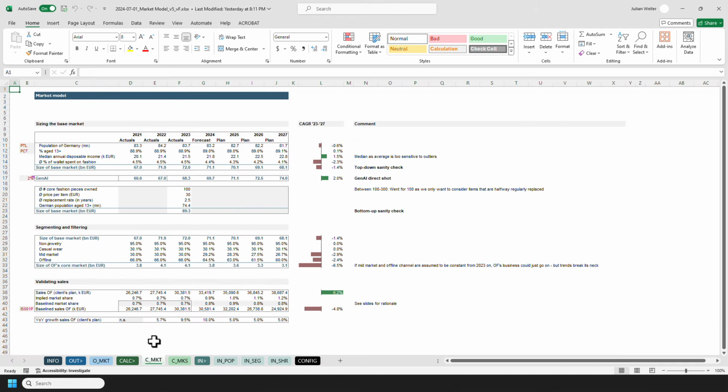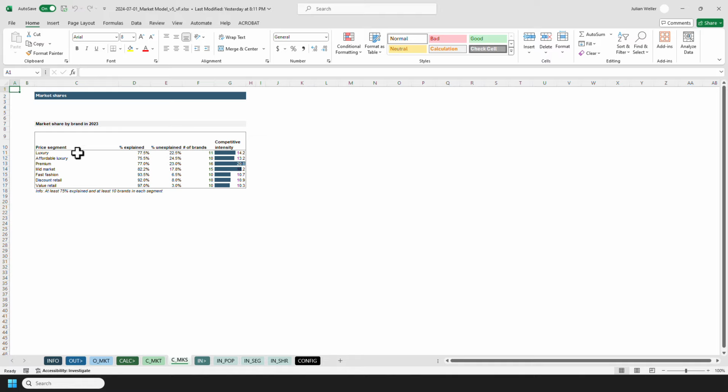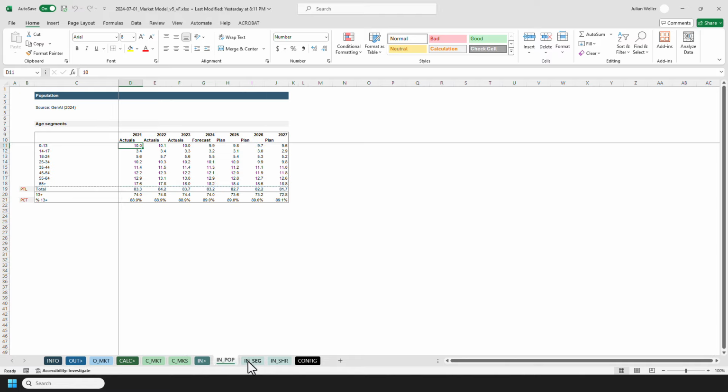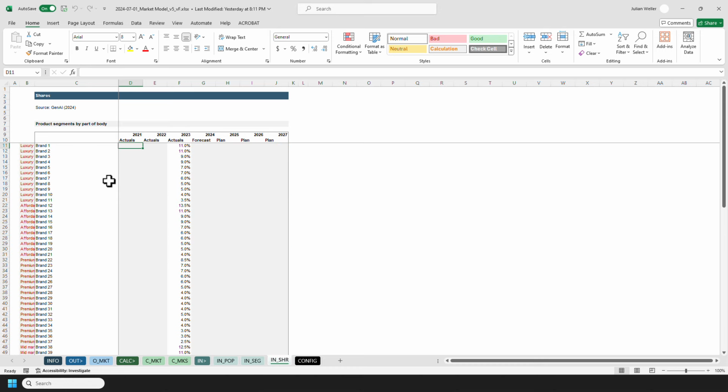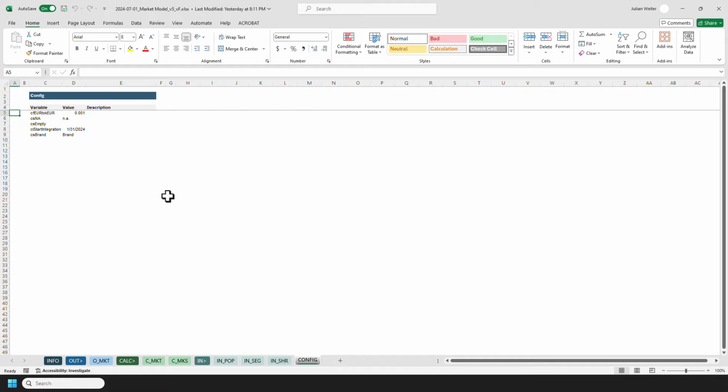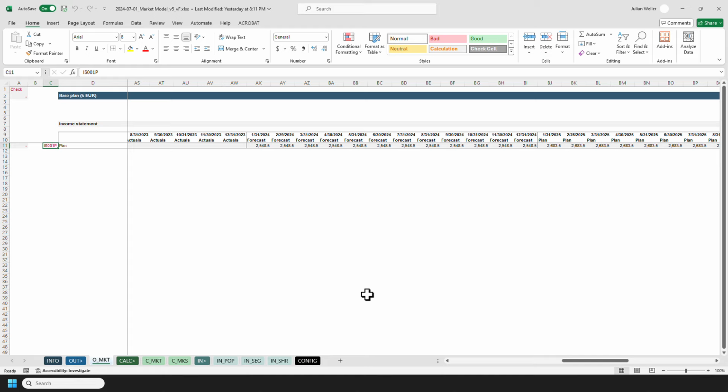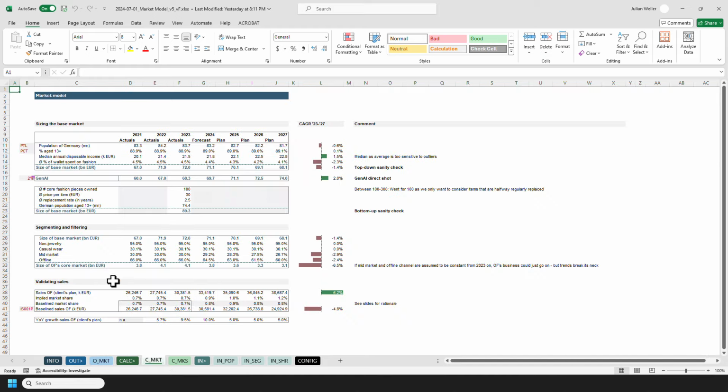We have some calculations here. So as you can see, this is really a lot less comprehensive than the financial models. Here, just a side note, the distribution of market shares. And here some input tabs, for example, on the population, the segments, and the market share of brands. And as usual, we also have this config tab at the very end. So let's have a closer look into how we calculated these sales numbers here.